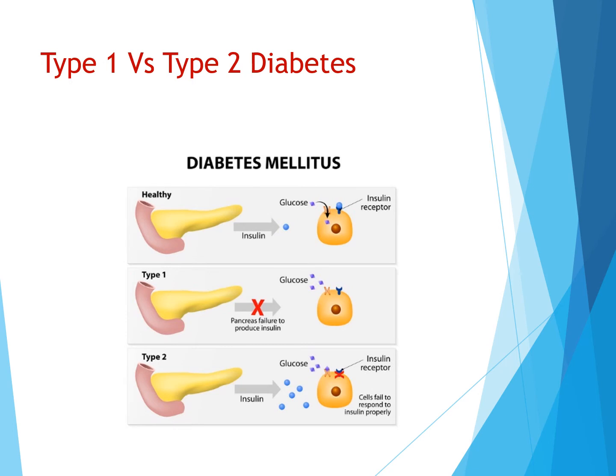So, comparatively, here we can see that a healthy pancreas produces enough quantities of insulin, and this insulin helps the glucose to get inside the cell through the insulin receptor, and then the cell can produce energy from that glucose. In type 1 diabetes, there is a faulty production or a failure by the pancreas to produce enough insulin or proper quality insulin. So, as the insulin production is faulty, as it is less, the glucose finds it difficult to enter the cells.